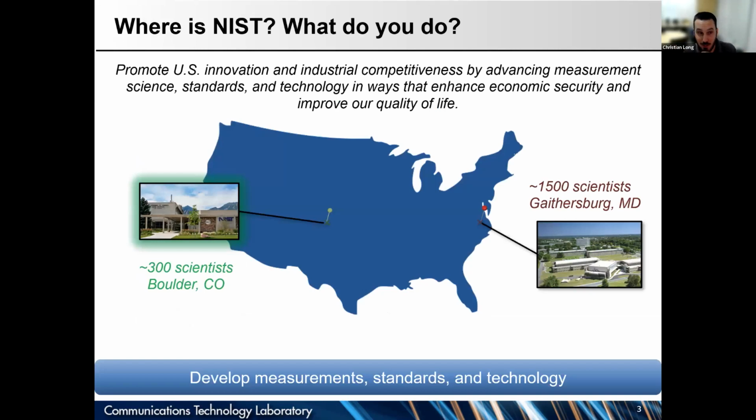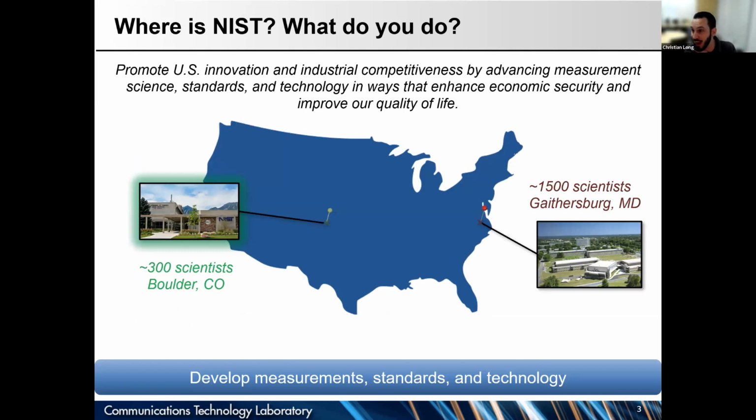So I'm in NIST Boulder. It's in the United States. It has maybe 300 scientists. It's a smaller part of NIST. The main NIST site is in NIST Gaithersburg. And our mission is really to enhance economic security and improve quality of life. And we do that by developing measurement standards and technology.